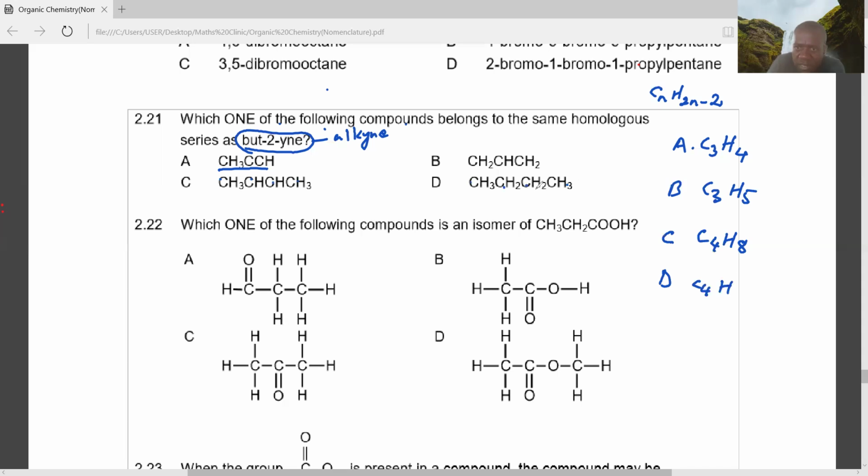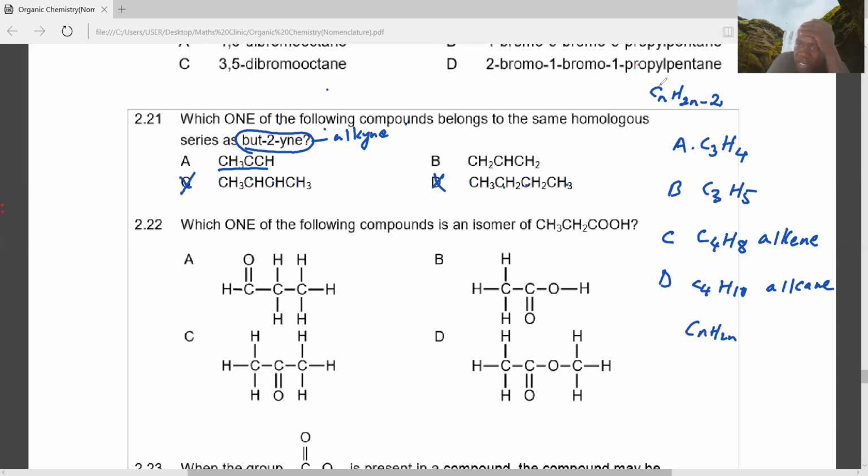6, 7, 8, 9, 10. This is 10. You see, this already is an alkane, so it's out. C4H8, this is an alkene, because the hydrogen has doubled as compared to the carbon, because it's CnH2n. So if you put 4 times 2, it's already out. What's the C? 1, 2, 3, 4. It's out. Let's look at this one.